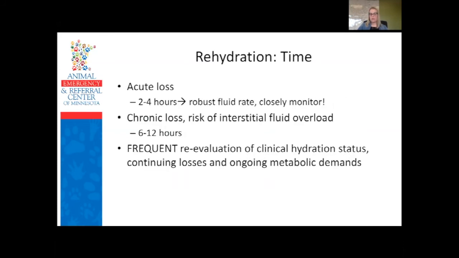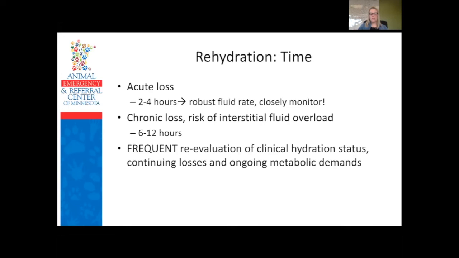So how quickly are you going to give that back? If it is a very acute loss situation, the textbooks will say you can give that fluid back in about 2 to 4 hours. That's going to yield a pretty robust fluid rate. I'm pretty comfortable with high fluid rates, but sometimes even replacing things over 2 hours makes me nervous. So you may be able to pick more towards the longer end of that spectrum. But the whole point is, if it was lost acutely, you can give it back acutely. You just have to be watching them very closely.